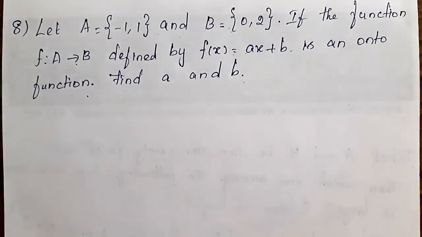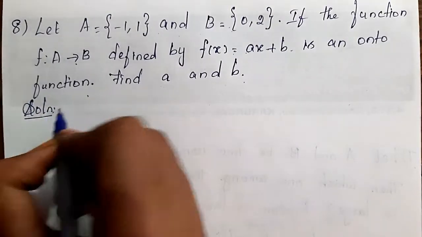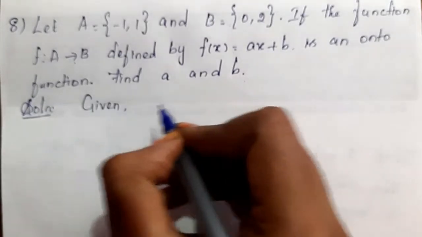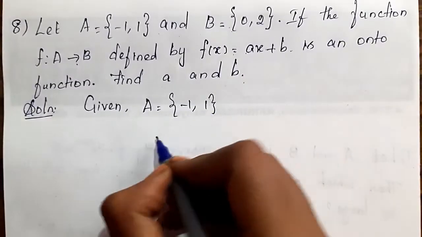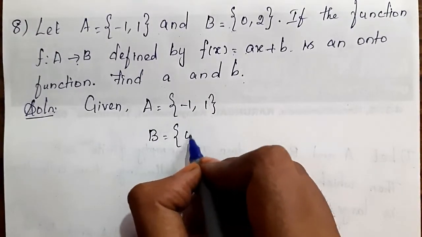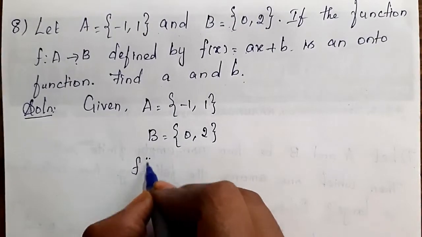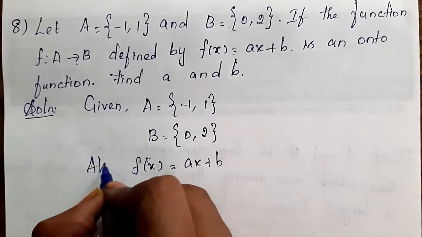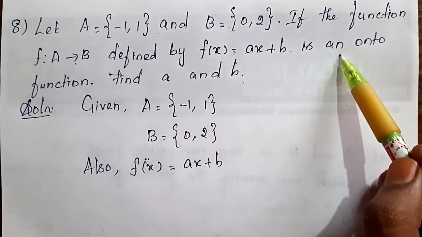Okay, so how are we going to solve? Listen to it. First we can write what is given in the question. Given set A equal to {-1, 1}, then set B equal to {0, 2}. Also given f(x) = ax + b. These are given in the question. One more thing is given, it is onto. It is an onto function.